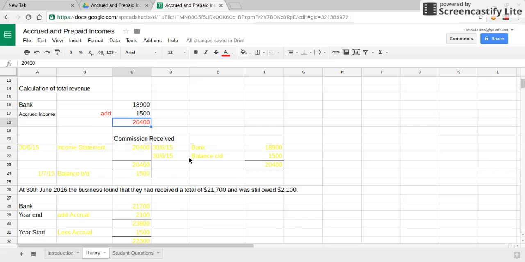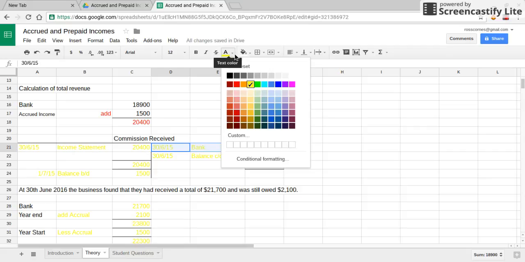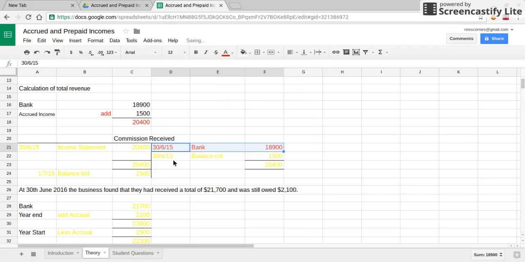How are we going to actually record this? Well, the thing to think about in an exam is make sure you get the easy marks. We know that we've received cash in the bank, which will be debited in the bank, and therefore we need to credit the income account. And because we don't know the exact date, we're doing it for the end of the year, we use the year-end date as the date and put the $18,900 on the credit side because it's an income.